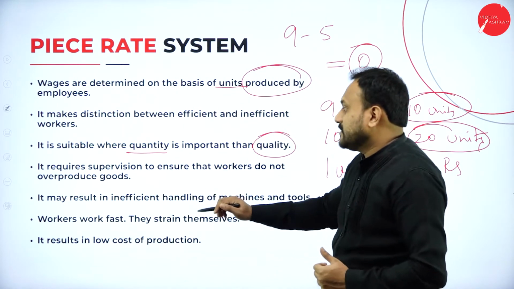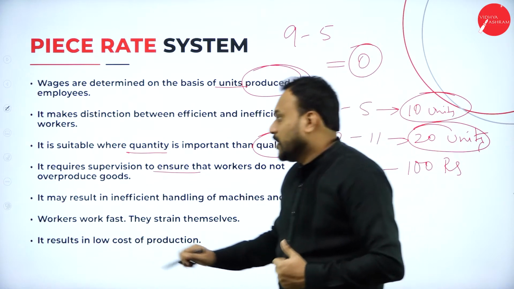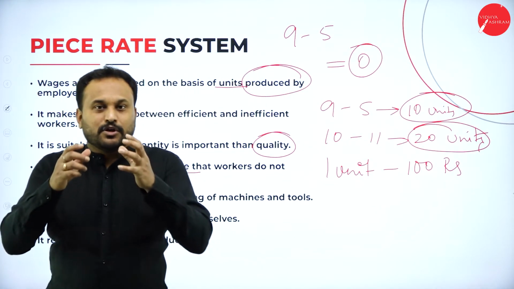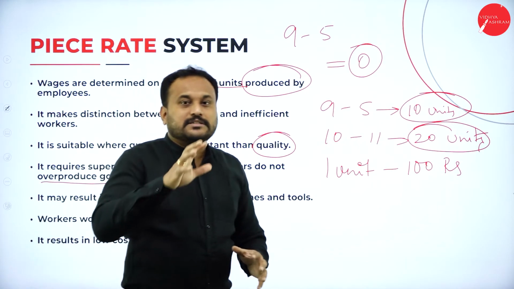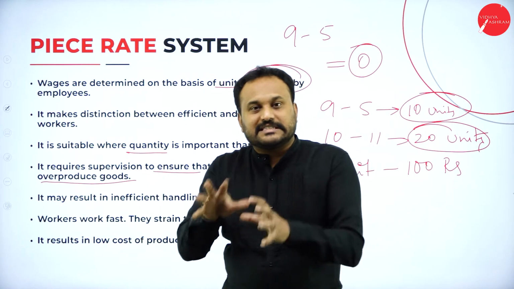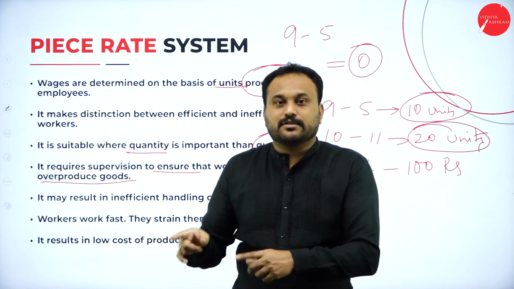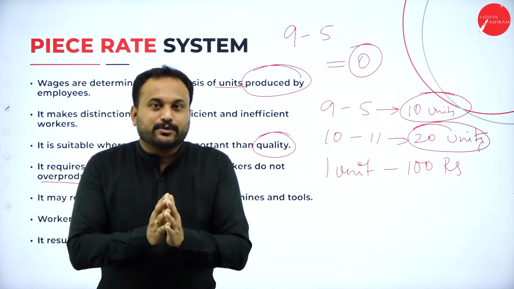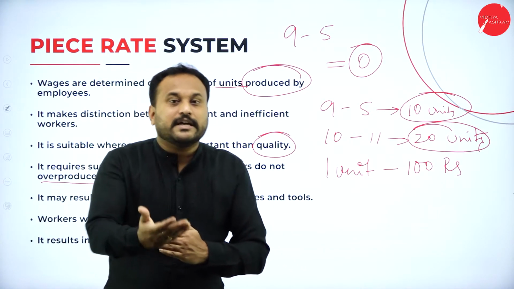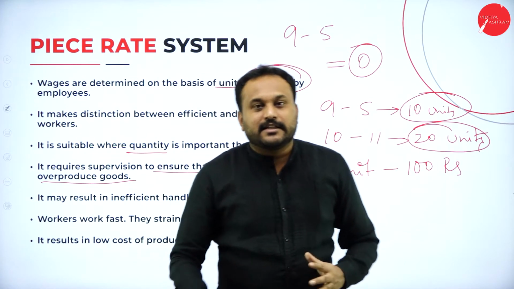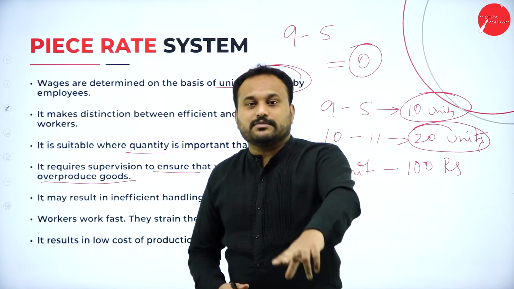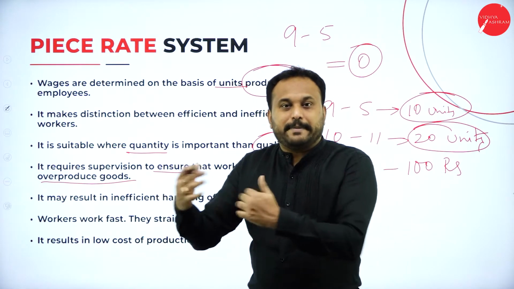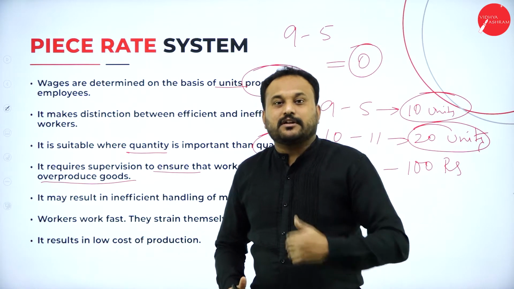The next one is it requires supervision to ensure that workers do not overproduce goods. Now here also they require supervisors. I'm telling you here students, supervisors are needed because somebody should watch what the other employees are doing. So supervisors in both situations are needed and they will see to it whether these people are producing more than the target or not. Sometimes the employer will tell those people that only 2,000 units you are supposed to produce. Now, because they feel that if we produce more, we'll be paid more, they'll actually produce 3,000 units or 4,000 units.